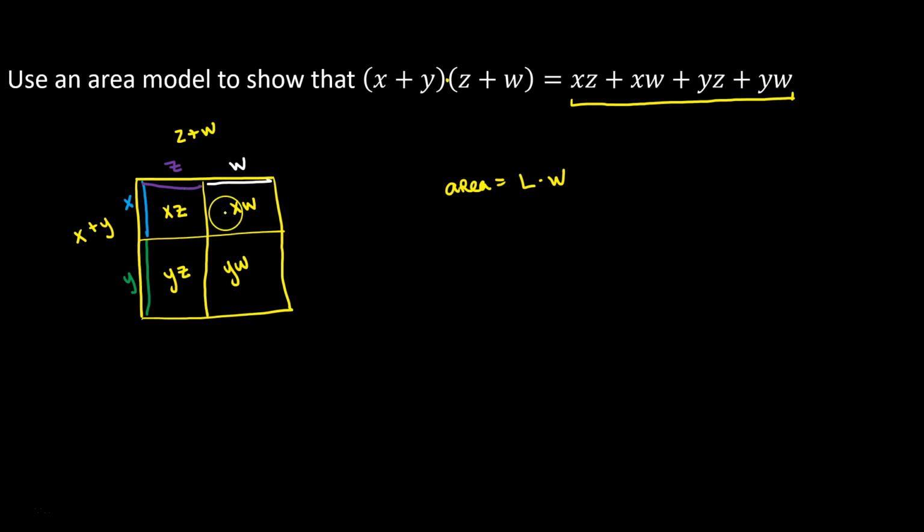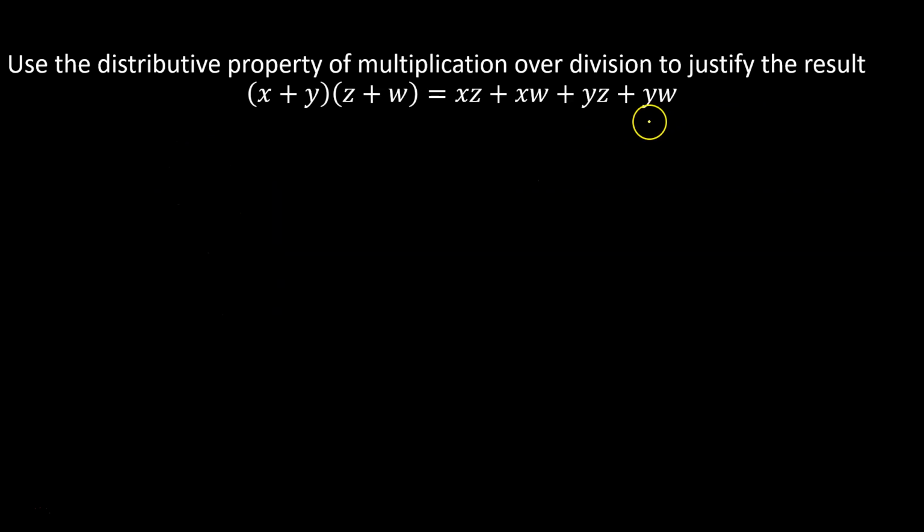We have these 4 smaller rectangles inside of this larger rectangle. So to get the area of the larger rectangle, we would need to add all 4 areas from the smaller rectangles. That would look like x times z plus xw plus yz plus yw, which is exactly what we have at the top of the screen. We can use the distributive property over multiplication to justify that same result.